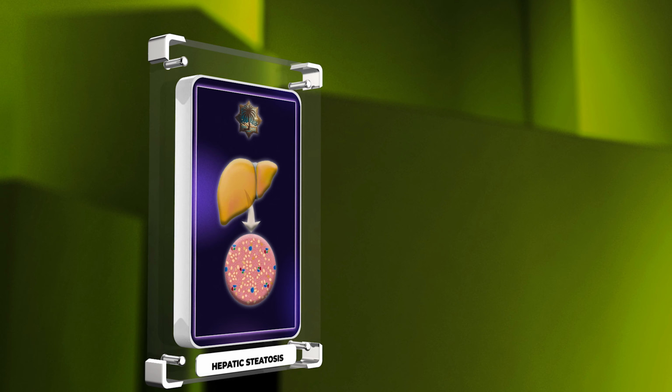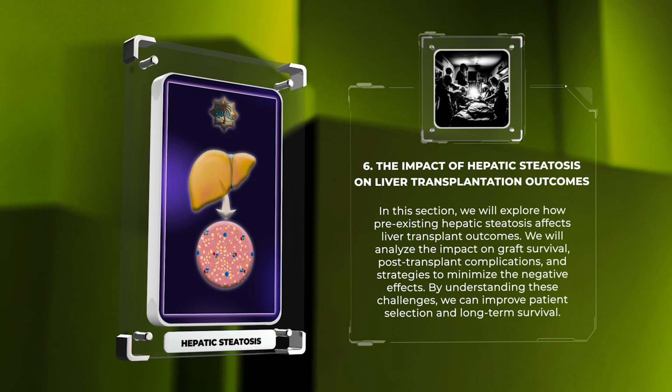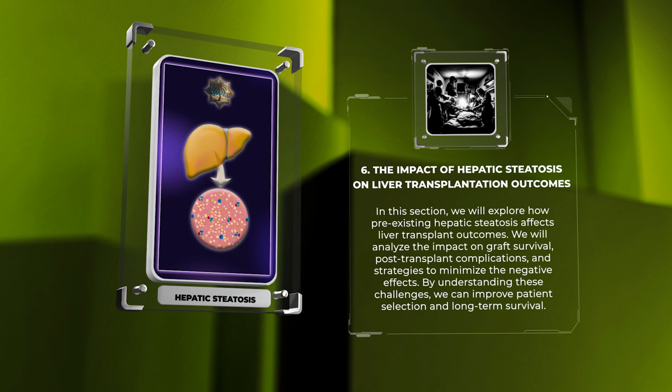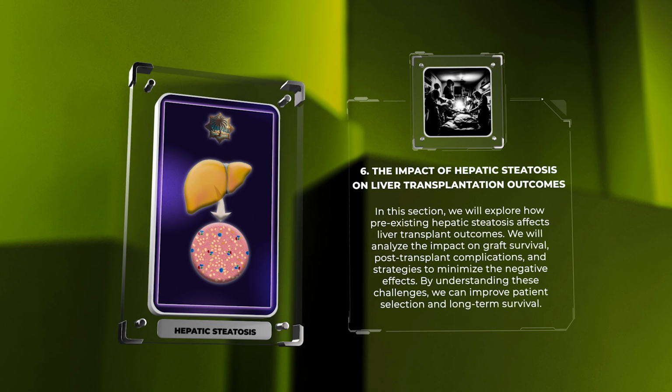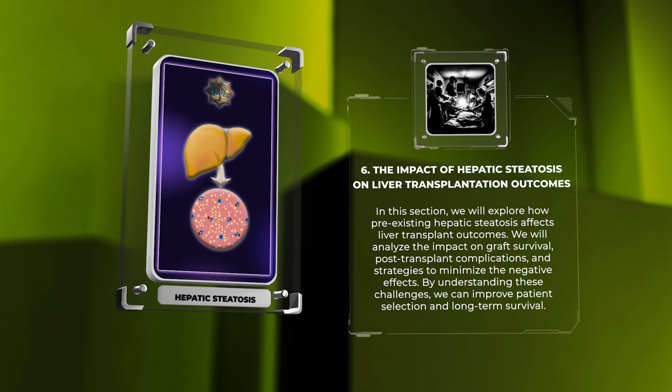In this section, we will explore how pre-existing hepatic steatosis affects liver transplant outcomes. We will analyze the impact on graft survival, post-transplant complications, and strategies to minimize the negative effects. By understanding these challenges, we can improve patient selection and long-term survival.